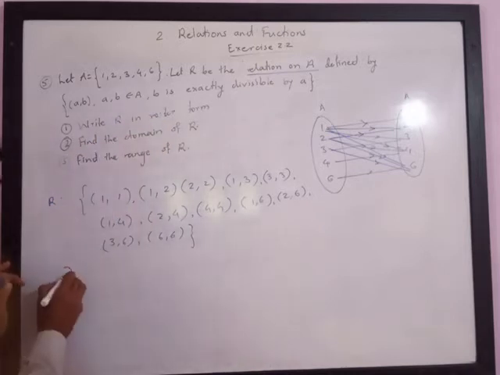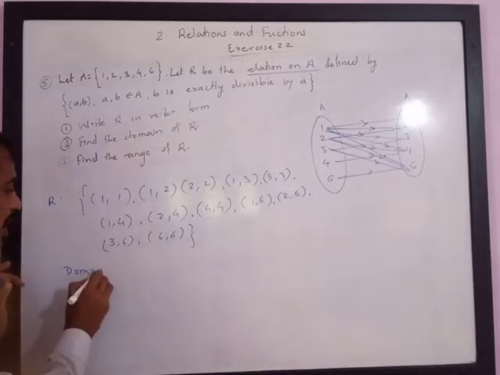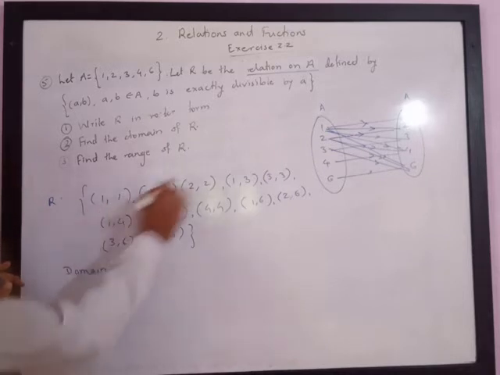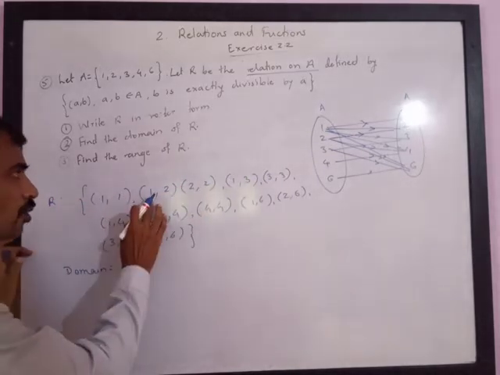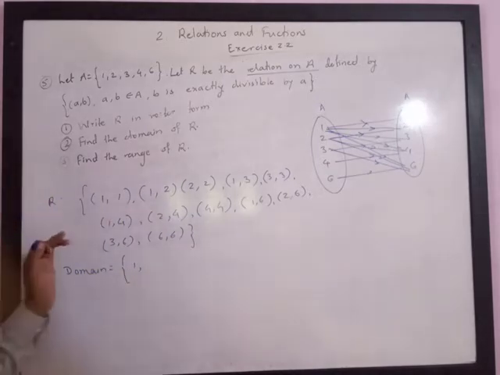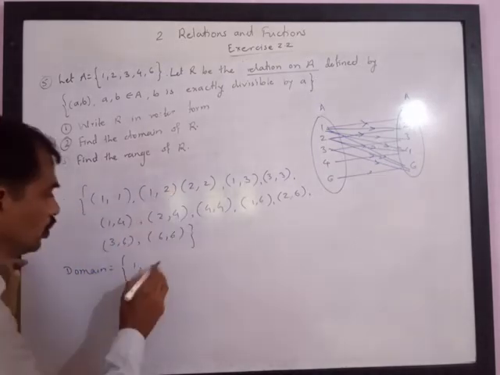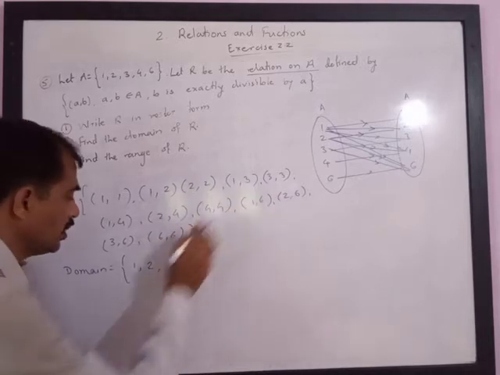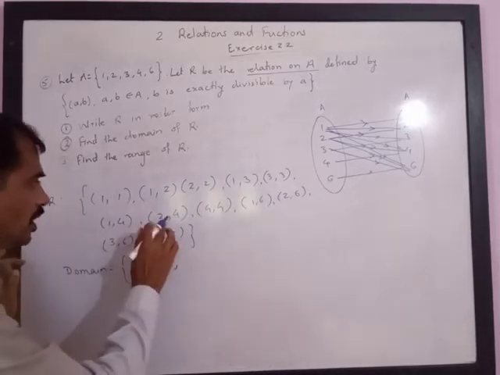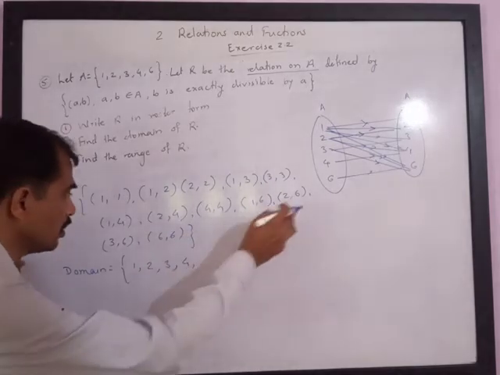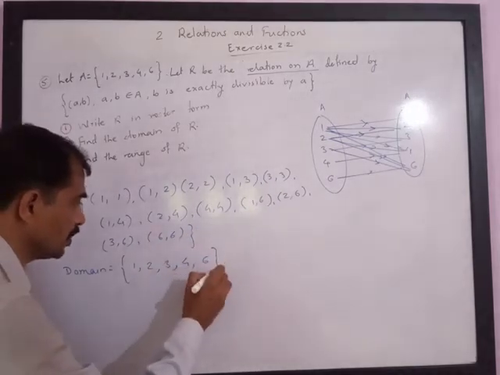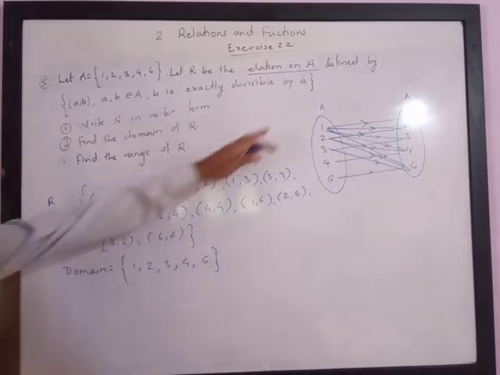Next is: find the domain of the relation. So domain is equal to the set of first elements of the relation. The first element of the relation is 1. In a set we don't repeat. So 1 is already written, 2, 1 is already written, 3, 1 is written, 2 is written, 3, 4, then 6. So domain is the A set itself.